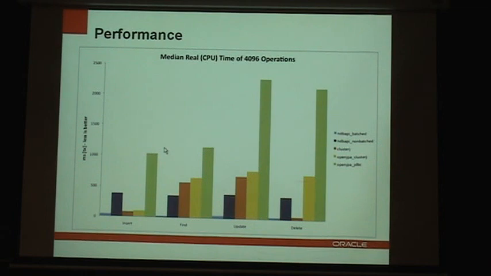Is there a recommended maximum number of copies of the data? Not that I know of. We'd have to look that up, I guess. So the more copies you have, the slower writes are going to be, right?